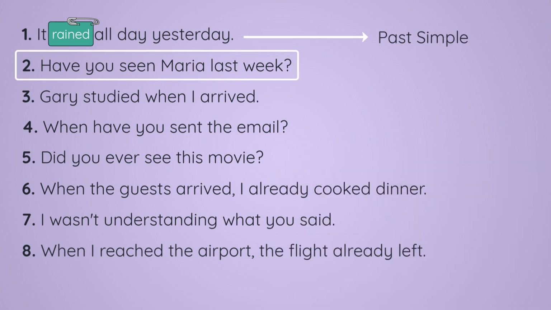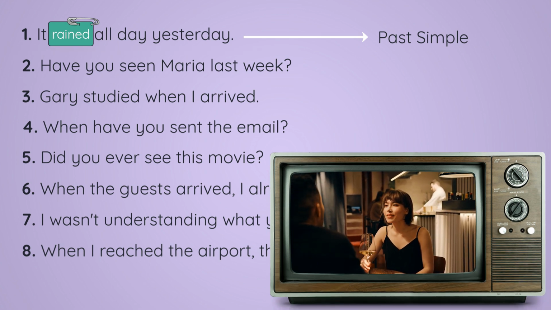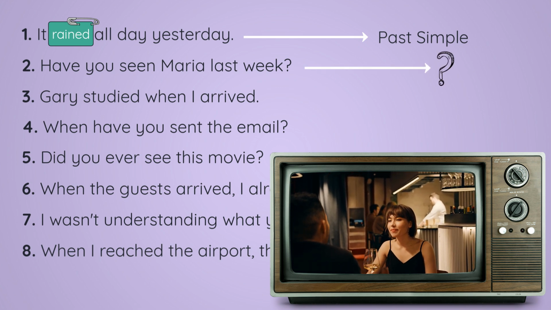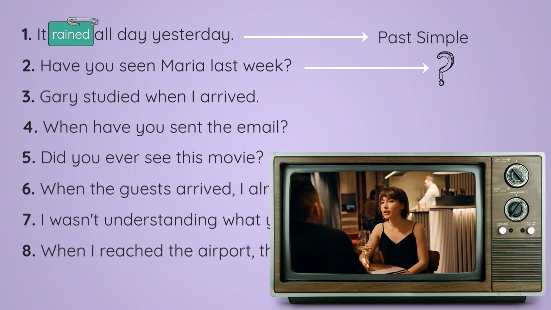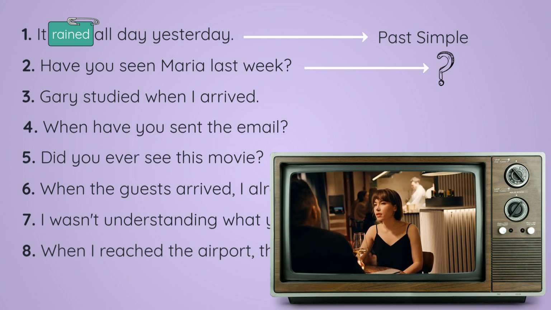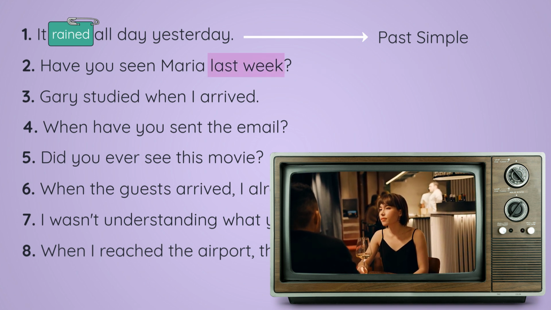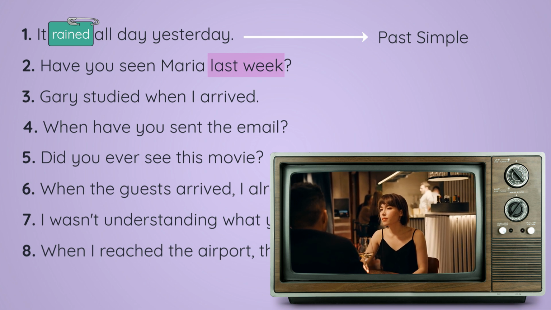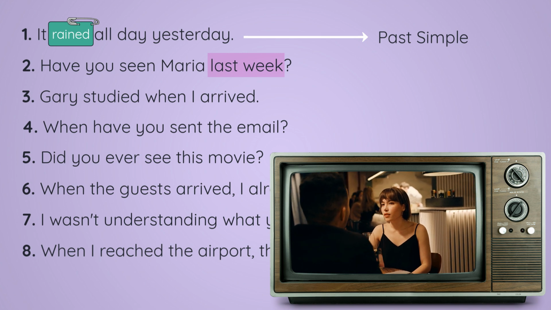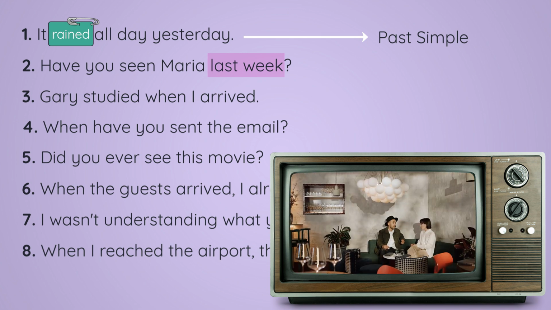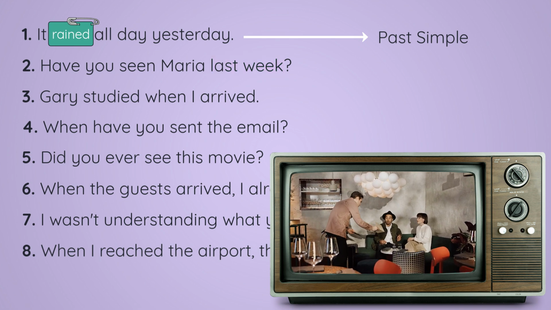Number two, have you seen Maria last week? What's wrong with that sentence? Or that question, rather? Can you find a mistake? Okay, so the mistake is this. When we say, have you seen, that's which tense? Present perfect. But then we go on to say, have you seen Maria last week? That's a problem because when we use the present perfect tense, we cannot use a finished time with it.